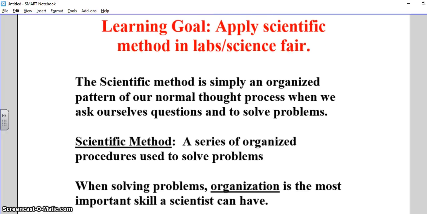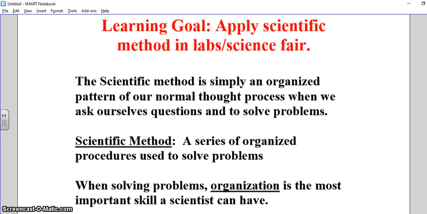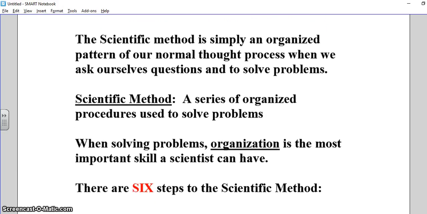It's a series of organized procedures used to solve problems. So when you solve problems, it needs to be organized. And I struggle in this department, and if I can do it, so can you. We will be organized. It's an important skill that all scientists, geologists, mineralogists, and biologists must have.